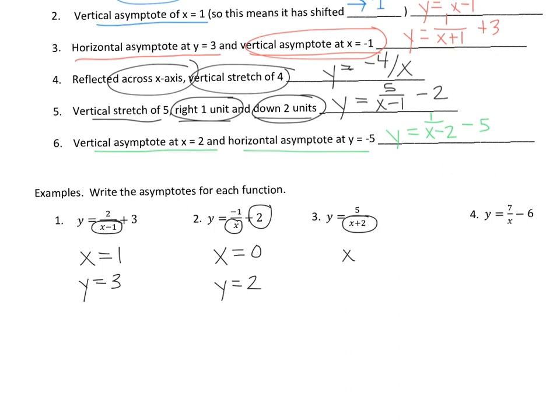This one is going to be x equals -2 is the vertical, and there's no shift up or down. So it's going to be y equals 0 is the horizontal. X equals 0 is the vertical, and then y equals -6 is the horizontal.